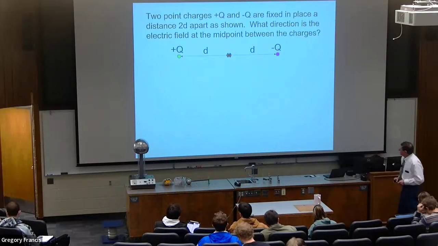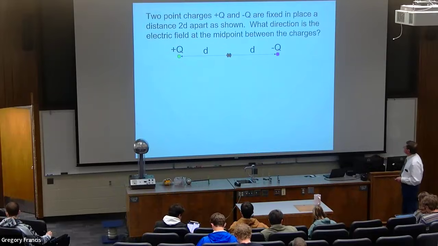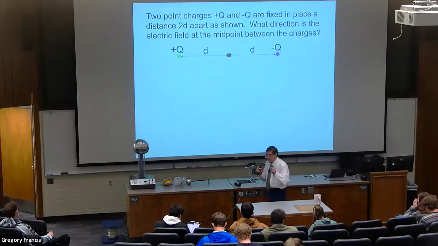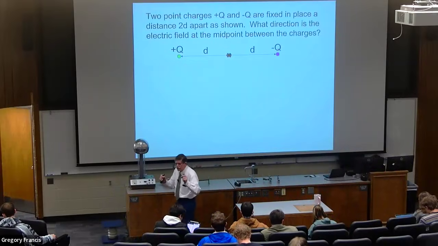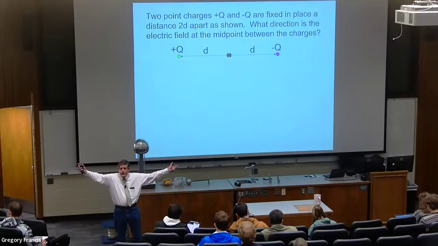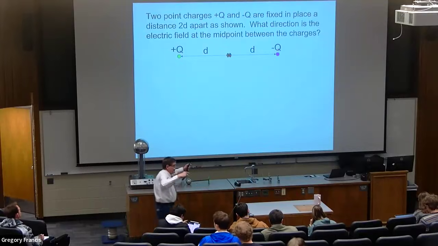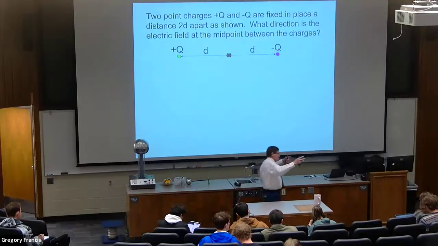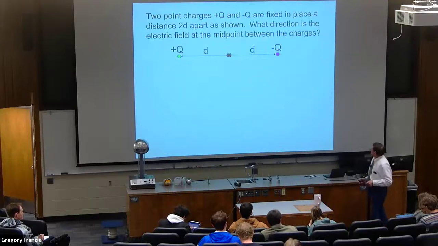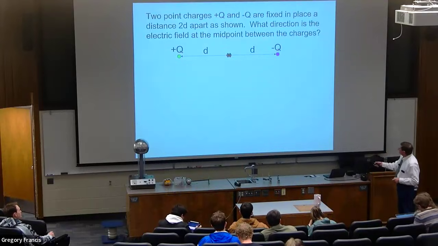So you saw this in your homework. 2-point charges plus Q and minus Q are fixed in place. And folks, that's important. The source charges, the Klingons, we're always going to fix in place. We're going to glue them to the sky. We're going to staple them to the wall. Because we don't want them flying away. That changes the problem, okay? All of these charges are putting forces on all the other charges, and we don't want them flying away. So we fix them in place, and they're a distance 2d apart.